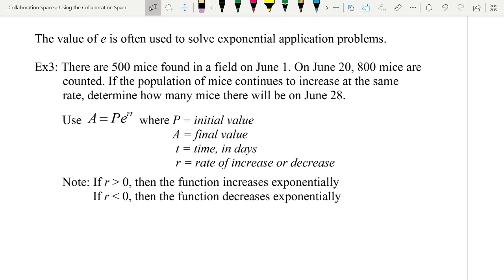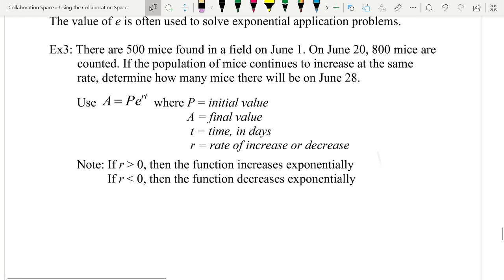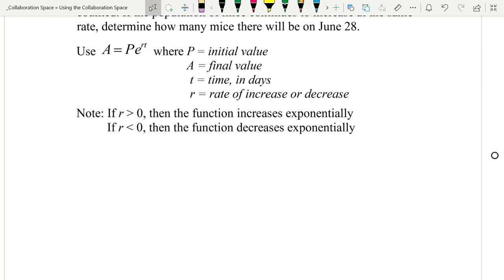So what we know is we have a formula. The final value is the initial value times e to the power of rate times time. Notice, if r is greater than 0, then the function increases exponentially. If r is less than 0, it decreases exponentially. Right now, we actually have no idea what r is, so our goal is to figure out r. To figure out r, we know that the amount of mice is 800 when I started with 500, but I have no idea what rate that happened at. Oh, but I do know that it took 20 days. So t is 20. So that's the equation I have to solve to figure out r.